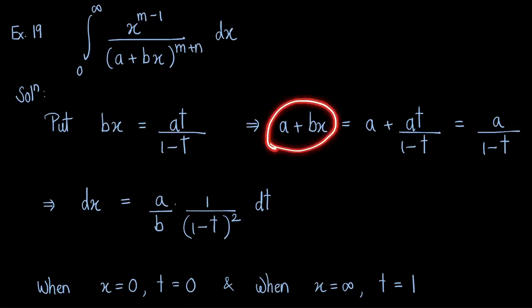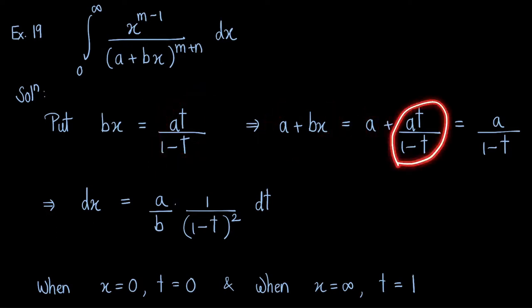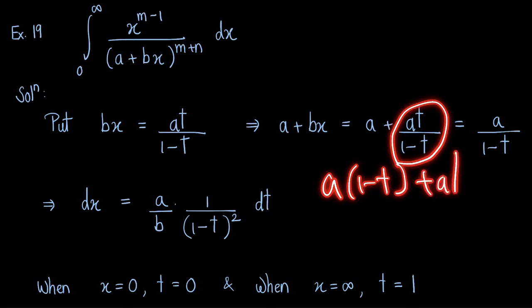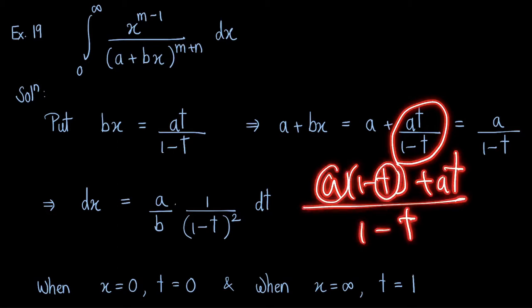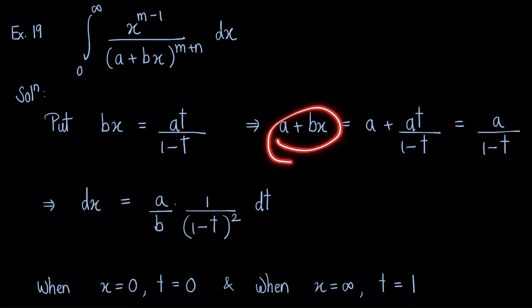Therefore, a plus bx is equal to a plus at upon 1 minus t. Now a plus at upon 1 minus t, that is a into 1 minus t plus at upon 1 minus t. Then this minus at plus at will get cancelled. Therefore, a plus bx is equal to a upon 1 minus t.